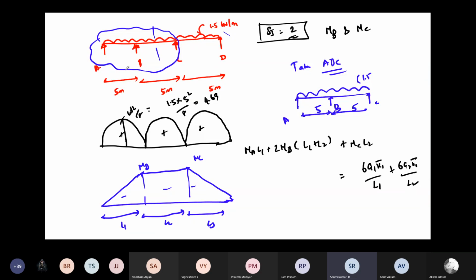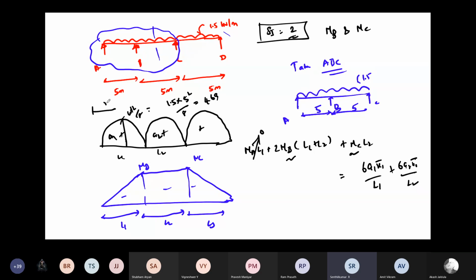So we know that A is simply supported at the end, so no moment will be there, it is 0. So I can make it directly 0. So here 2M_B (L1 + L2) and M_C L2. Here M_B and M_C are unknowns. Here A1 x1bar and A2 x2bar we have to find. This is for A1, this is for A2. L1 and L2 we know that.